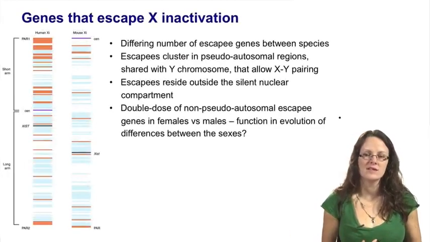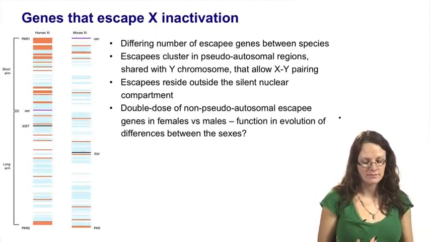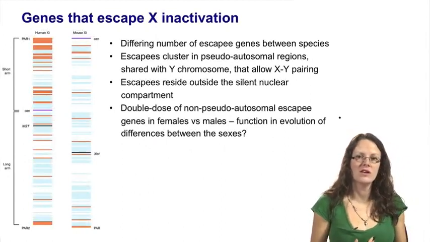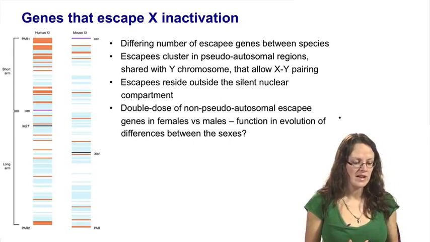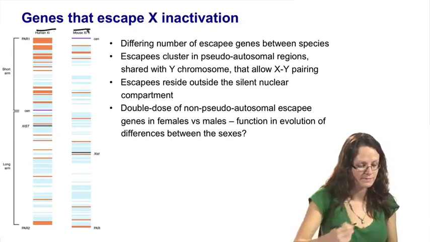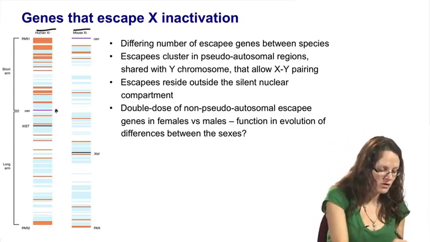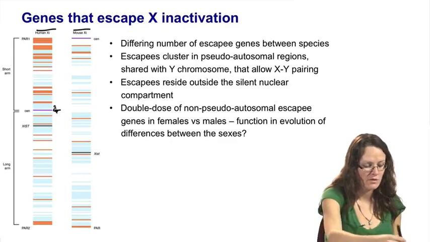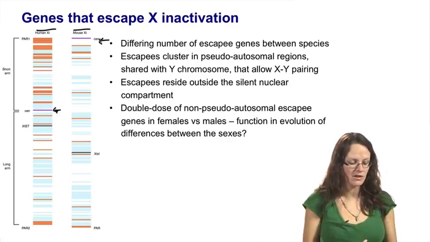What we know about these escape genes is that they differ slightly between mouse and human. So here, the whole X chromosome is laid out on the left in the human and on the right in the mouse. The centromeres are shown in purple. A human centromere is quite central, whereas a mouse centromere is at the very end, acrocentric at one end. And the genes that escape are shown in orange.